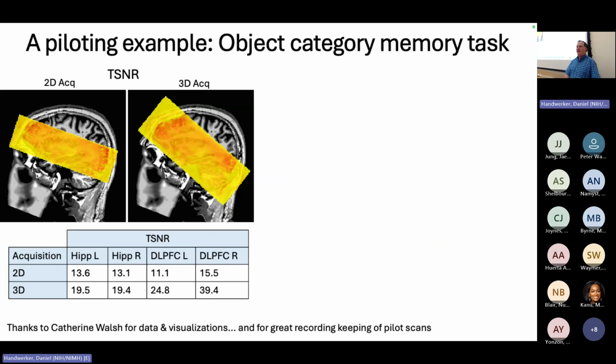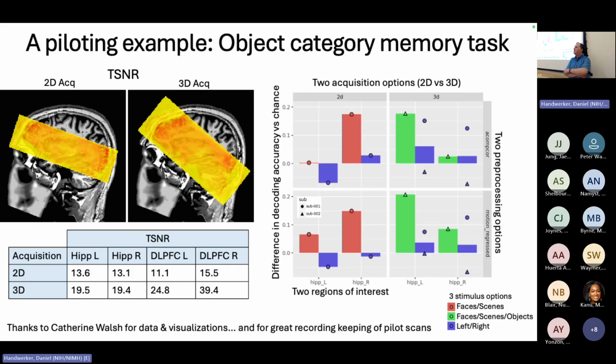So here is a pilot example from a recent study conducted by Catherine Walsh, thank you very much for this. She was doing a study on working memory using a pattern recognition method. I'm not going to go into all the details, but the first thing was looking at 2D versus 3D acquisition. So she collected a TSNR map of 2D and 3D. And for the parameters she used, it turned out that 3D gave her better TSNR. Remember I said earlier that TSNR is a useful measure, but it's not everything. So various measures of contrast and noise are also useful. So in her specific case, is the question?